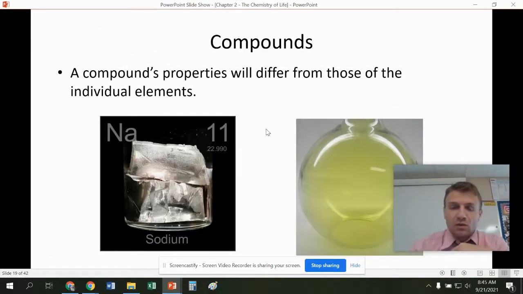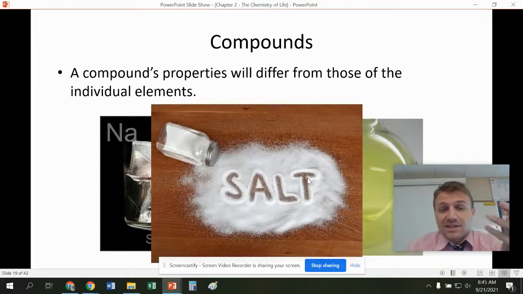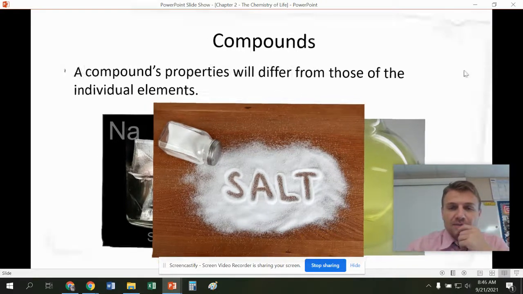Now, a compound will differ from the individual elements. So like sodium here, this is an element that when you put it in water, it explodes, and chlorine is a deadly gas. But when we put them together, we get salt. That's what happens. When we add elements together, their properties start to change. So don't think that just because an element does one thing, when you put it in something else, it will do that same thing. Those properties are going to change.